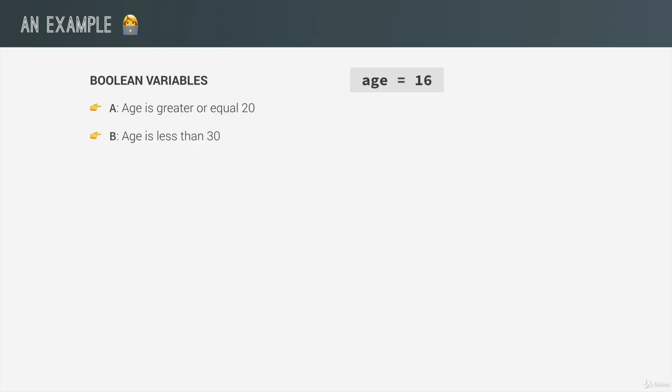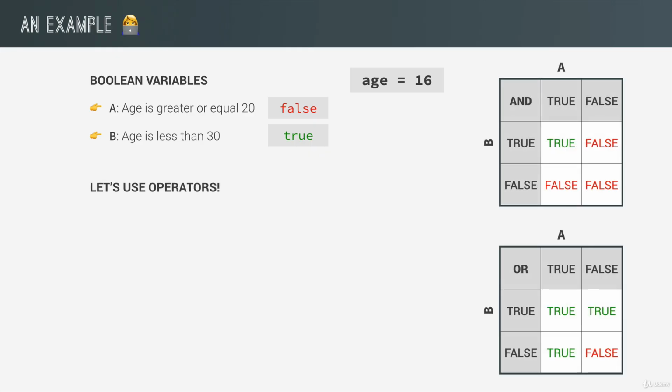So if age is 16, then age is greater or equal to 20 must be false, right? And of course it is. And age is less than 30 is true, because 16 obviously is less than 30, okay? So that's the baseline basically, and now we will start to combine these variables A and B using some logical operators. So the first exercise is the NOT operator, so not A.